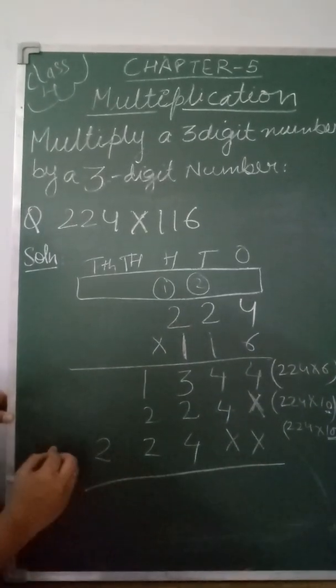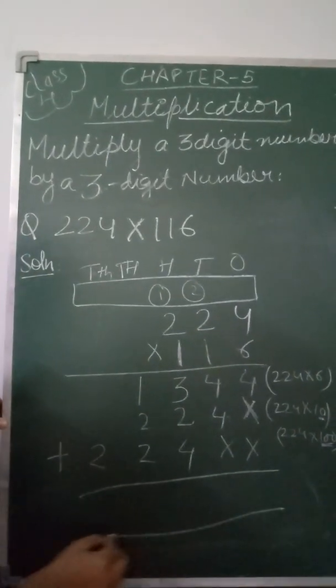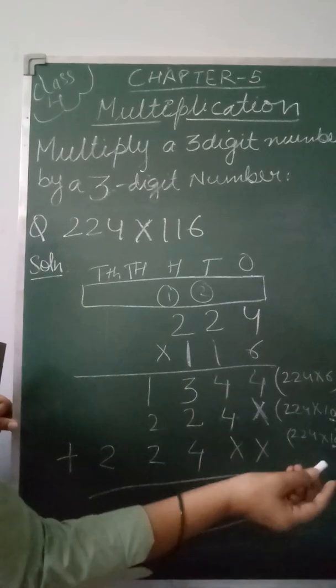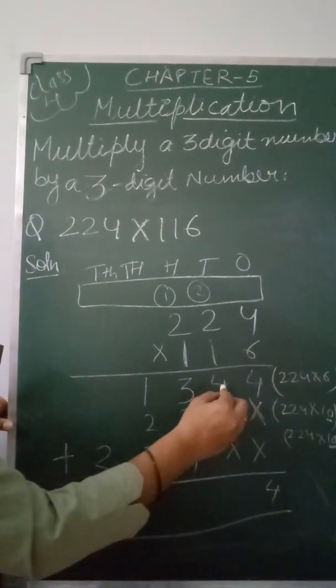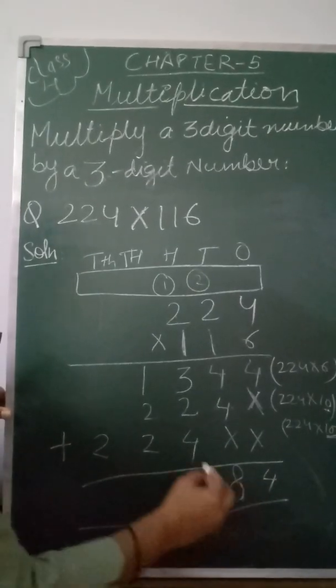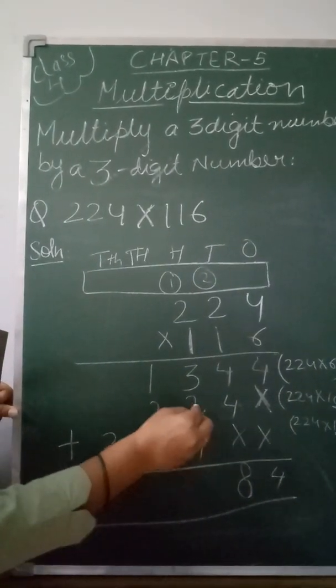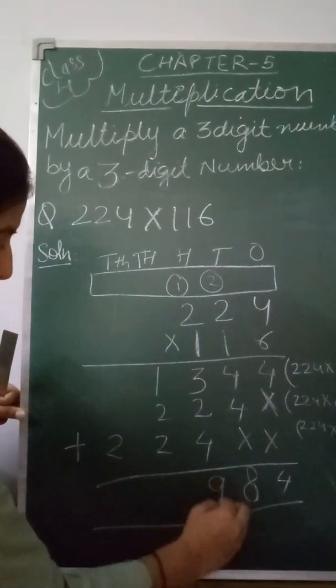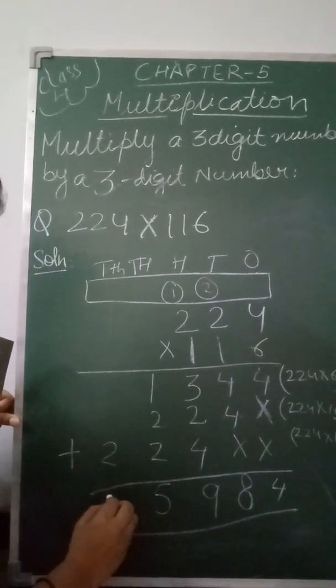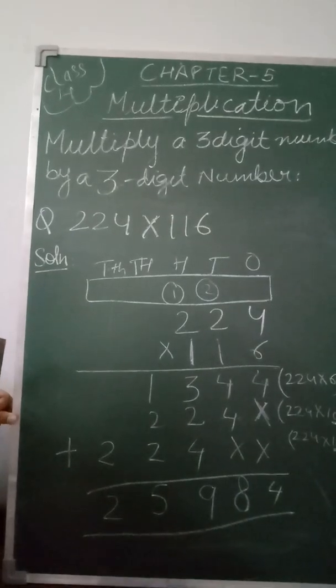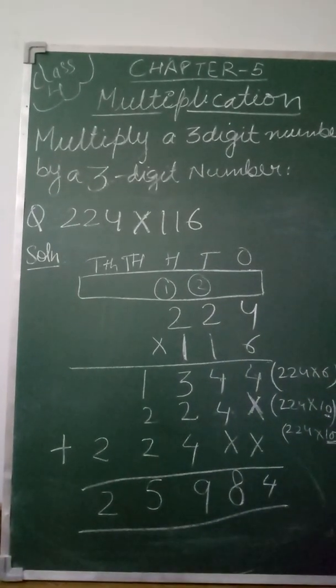Now the multiplication is done. We have to add the numbers. Again this is 0 0, so nothing is there. Directly we can write the same number here. This is 0, then plus 4 is 4. Now add these three numbers. 4 plus 2 is 6, plus 3 is 9. 2 plus 2 is 4, plus 1 is 5, and this is a single number, so this. So the answer is 25984.